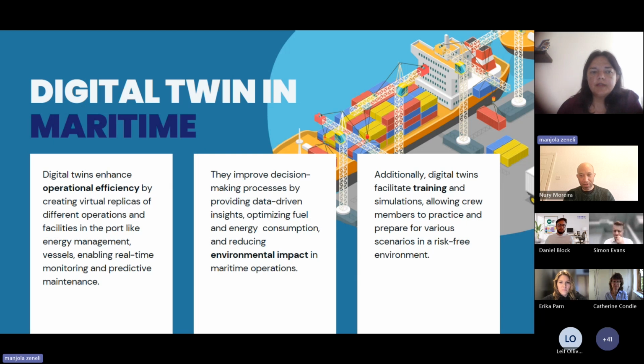Digital twin in maritime. Digital twins enhance operational efficiency by creating virtual replicas of different operations and facilities in the port, like energy management and vessels, enabling real-time monitoring and predictive maintenance. They improve decision-making by providing data-driven insights, optimizing fuel and energy consumption, and reducing environmental impact. Additionally, digital twins facilitate training and simulation, allowing crew members to prepare for scenarios in the port environment.